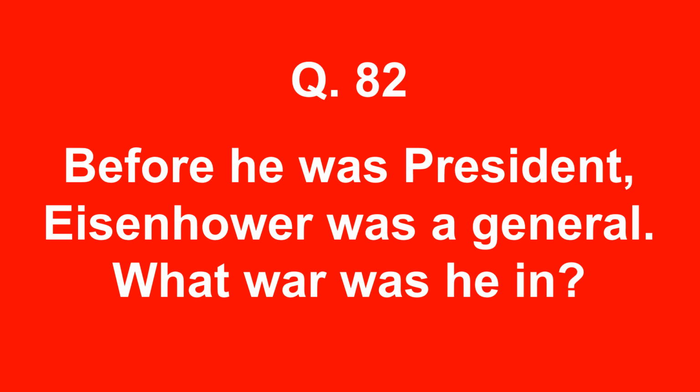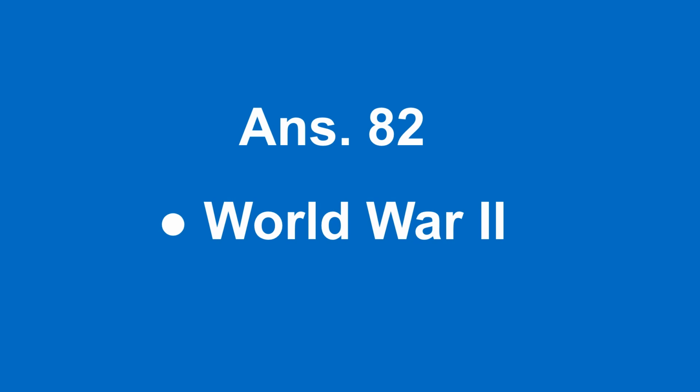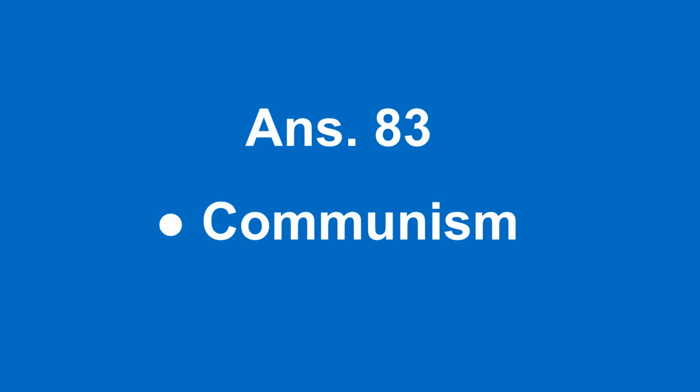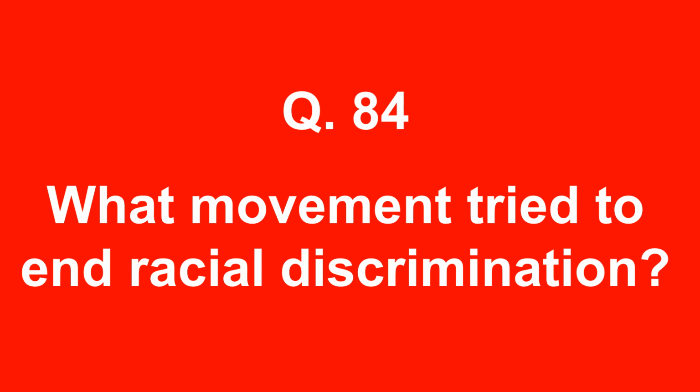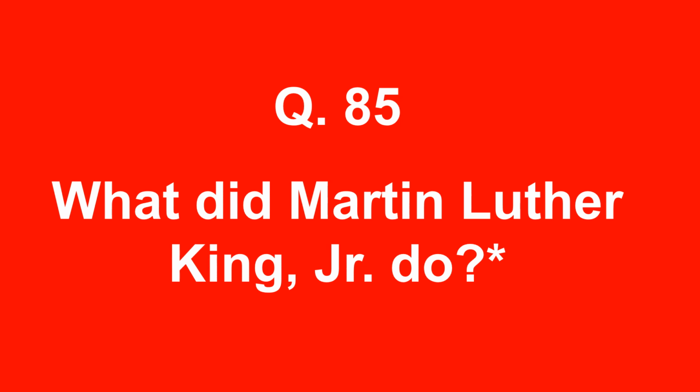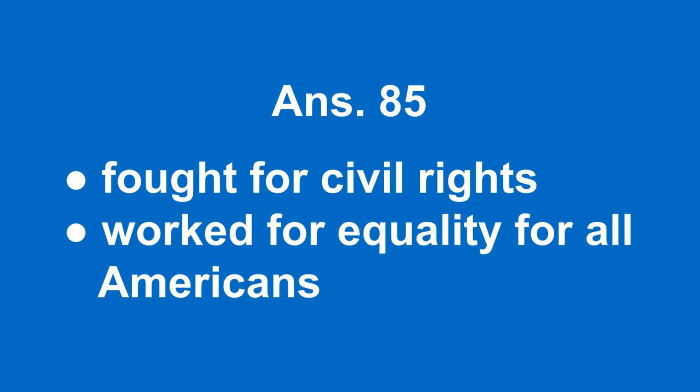Before he was president, Eisenhower was a general. What war was he in? World War II. During the Cold War, what was the main concern of the United States? Communism. What movement tried to end racial discrimination? Civil rights movement. What did Martin Luther King Jr. do? Fought for civil rights, worked for equality for all Americans.